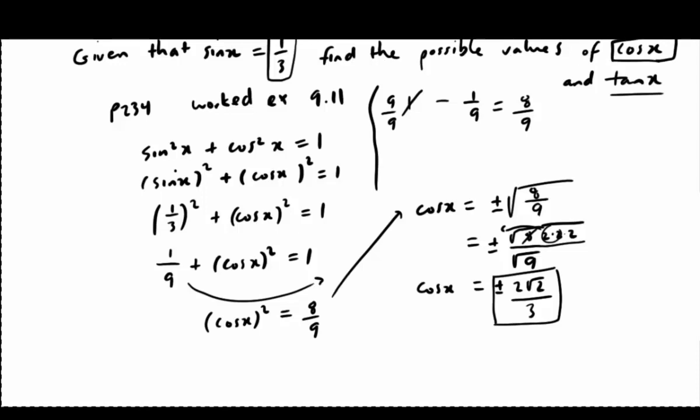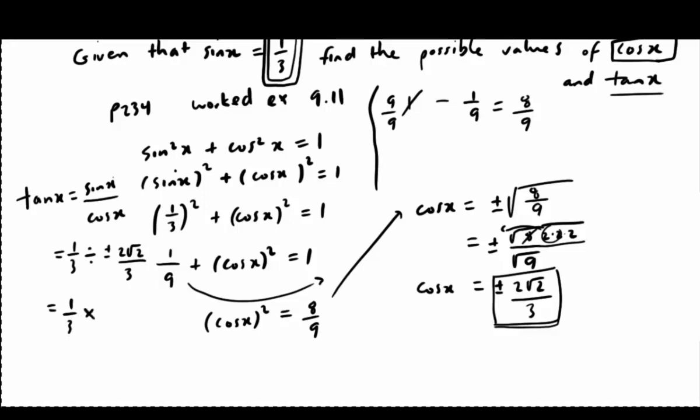Now let's solve for tan x. Remember the identity tan x is equal to sine x over cos x. This is a very important one. It's very basic. So tan x is equal to sine x, which is given. It's 1/3 divided by cos x. Cosine of x is here. Plus minus 2 root 2 divided by 3.